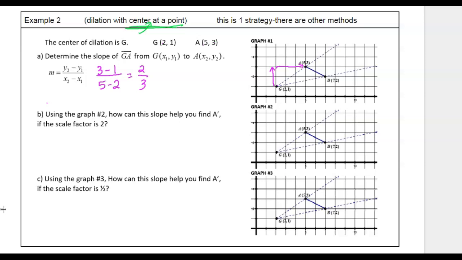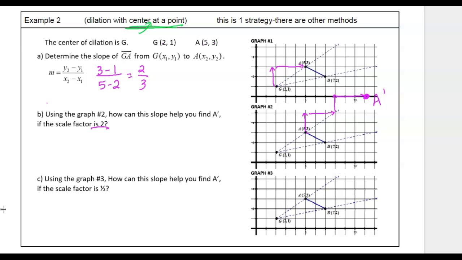And then using the graph on number 2, how can the slope help us to find A prime? So what we want is we want a scale factor of 2. So that means I need to have 2 of these to get there. So I could go, if we want to find A prime, so I need to move that. So I'm going to go up 2 and over 3, but I need to do that twice. So up 2, and we're going to have to estimate, and over 3. Okay? And that would be A prime.